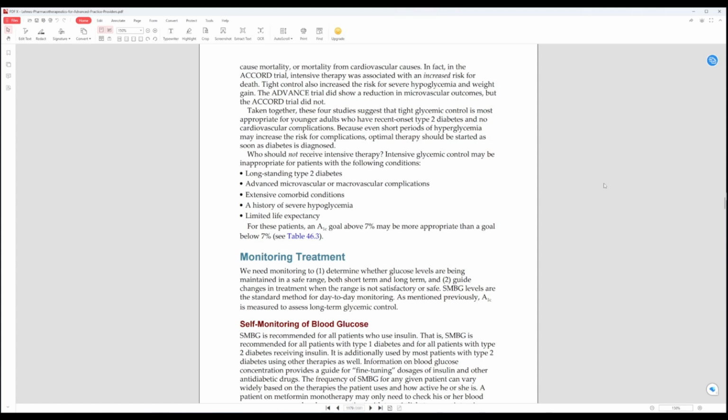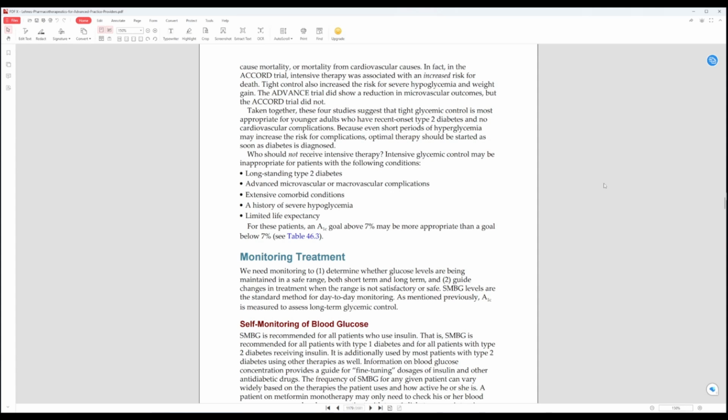Taken together, these 4 studies suggest that tight glycemic control is most appropriate for younger adults who have recent onset of type 2 diabetes and no other cardiovascular complications. Because even short periods of hyperglycemia may increase the risk for complications, optimal therapy should be started as soon as diabetes is diagnosed.